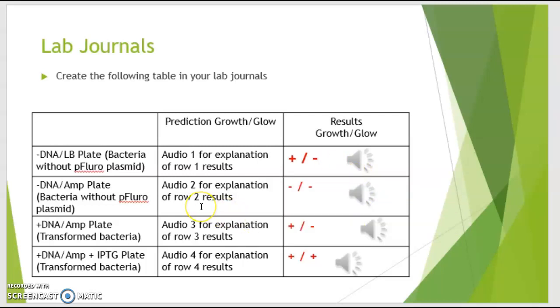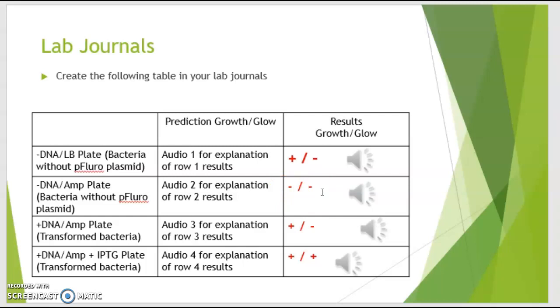Would you expect E. coli to grow on a plate with LB, bacteria food, and ampicillin? No. Ampicillin is an antibiotic that kills bacteria. If this bacteria does not have the plasmid with the ampicillin resistance gene, which it does not, then you would expect the ampicillin on the plate to kill the bacteria. So there should be no growth. And obviously if the bacteria is not growing, it can also not glow.